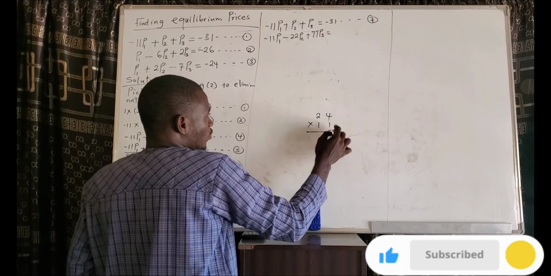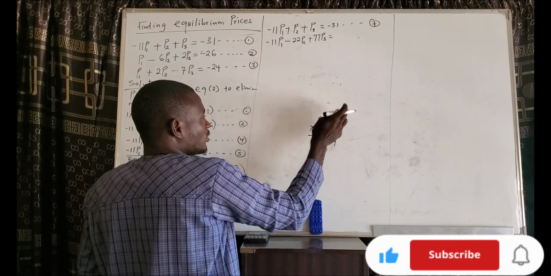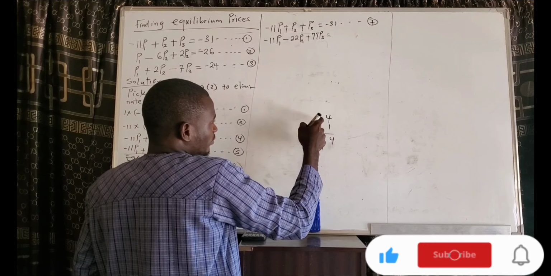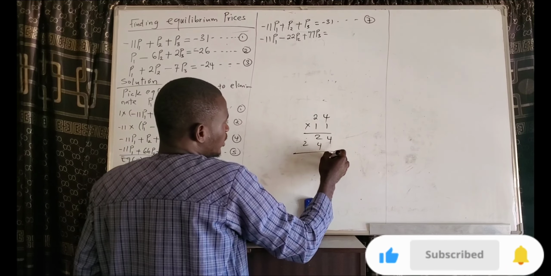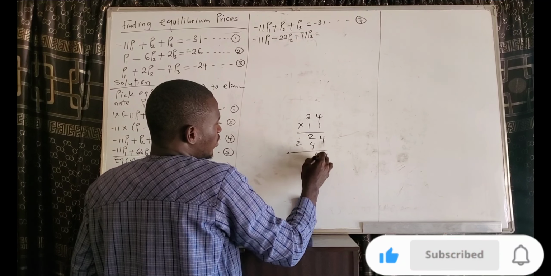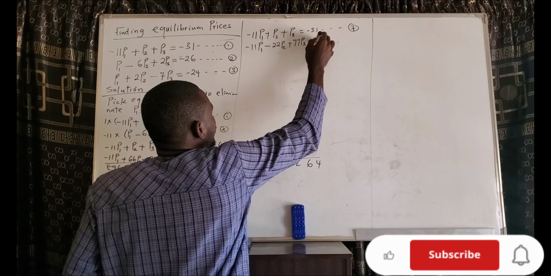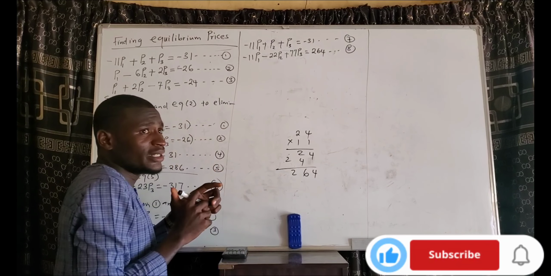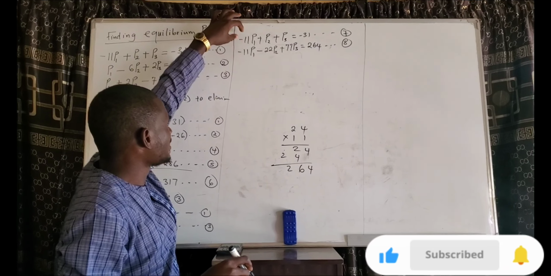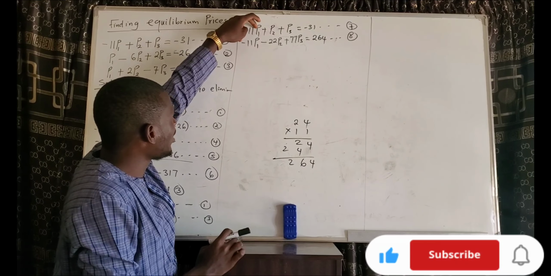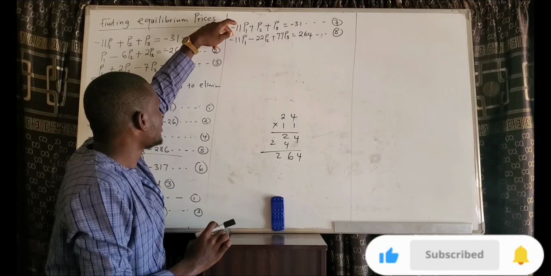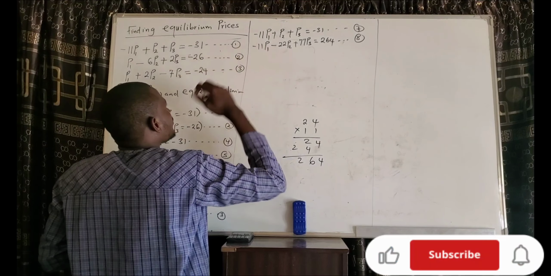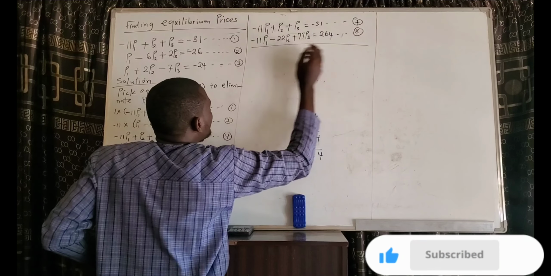1 times 4 is 4, 1 times 2 is 2, 2 times 4 is 4, 2 times 1 is 2. So this will give us 4, 6, 2, that is 2, 6, 4. This is equation 8. So now to eliminate P1, we are still going to subtract because the coefficient of P1 here is negative 11, same as P1 in equation 8.